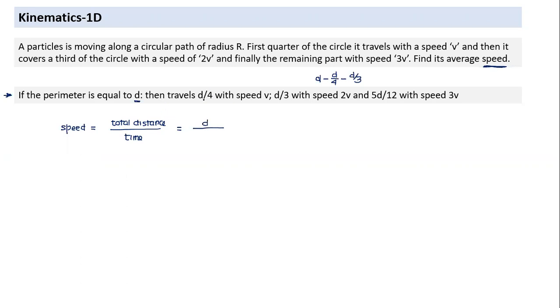The first part is d by 4 with the traveling speed v. What is the time taken? Time taken for the first part of the journey is d by 4 divided by v, so t1 is equal to d by 4v. Second part of the journey, distance is d by 3 and speed is 2v. And third time t3 is 5d by 12 divided by 3v. So the total time taken, delta t, will be equal to t1 plus t2 plus t3.